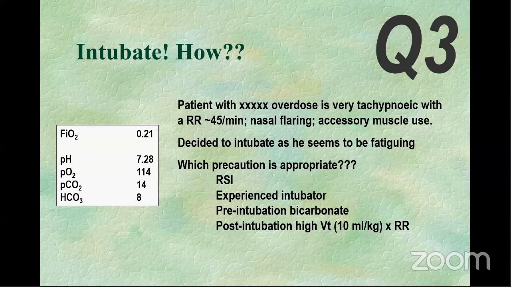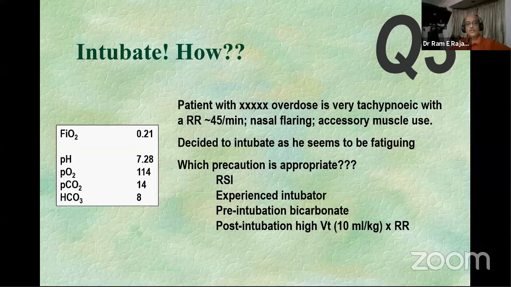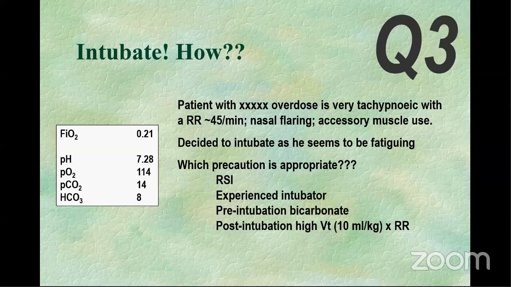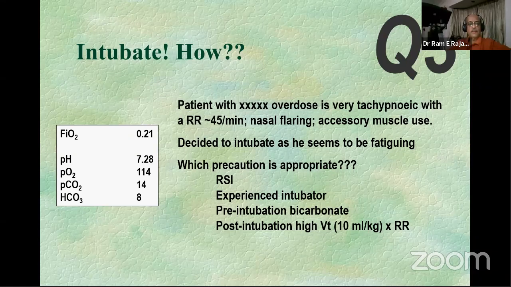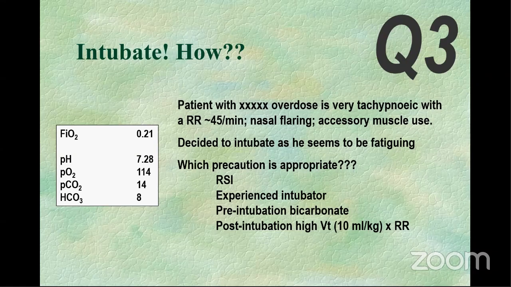Here is a patient with unknown overdose. Very tachypneic with a respiratory rate of 45 per minute, nasal flaring and accessory muscle use. Decided to intubate as he seems to be fatiguing. Which precaution is appropriate? Rapid sequence intubation. Look at your blood gas also at the same time. With an FiO2 of 0.21, that's on room air, his PO2 is 114, PCO2 of 14, pH of 7.28 with a bicarb of 8.